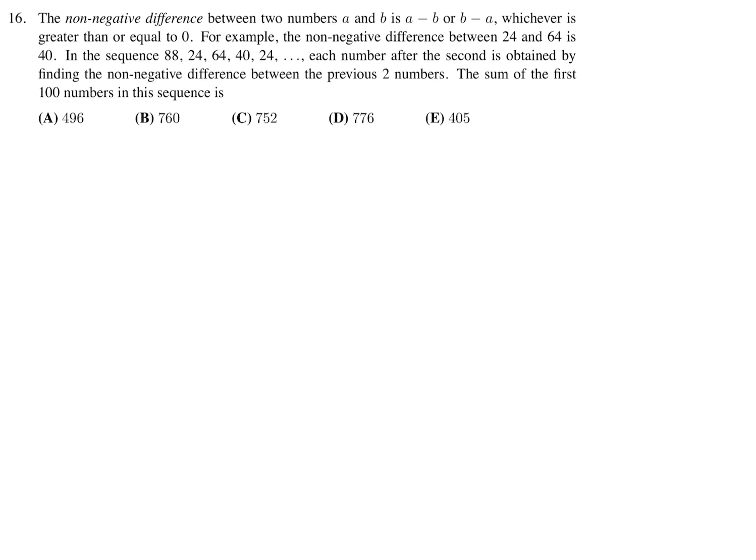The non-negative difference between two numbers A and B is A minus B or B minus A, whichever is greater than or equal to 0. For example, the non-negative difference between 24 and 64 is 40. In the sequence 88, 24, 64, 40, 24, and so on, each number after the second is obtained by finding the non-negative difference between the previous two numbers. The sum of the first 100 numbers in this sequence is.